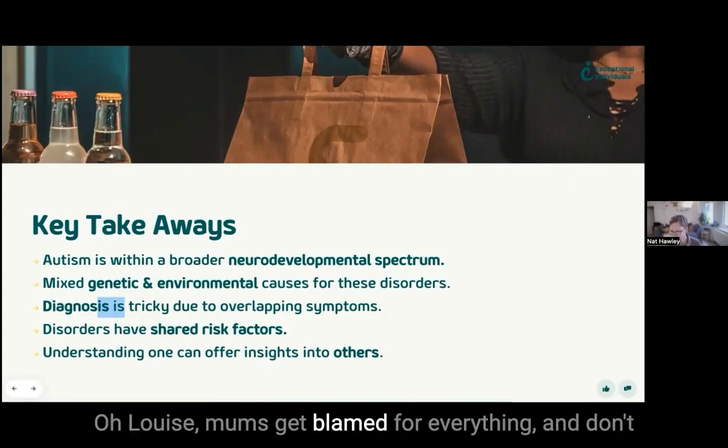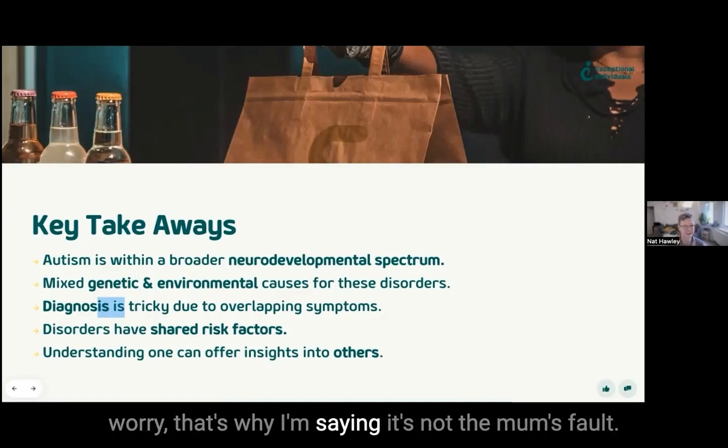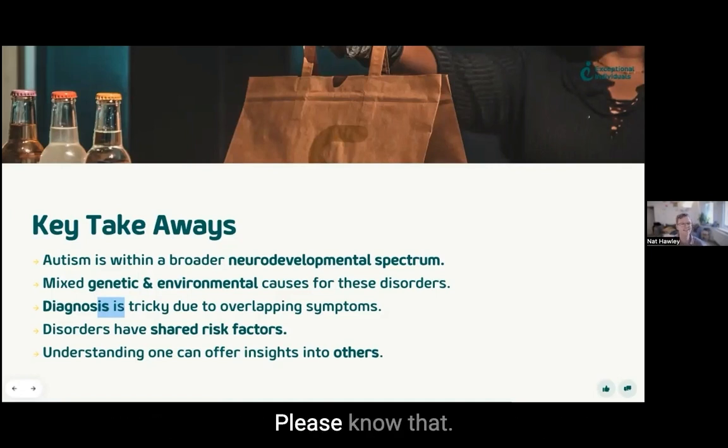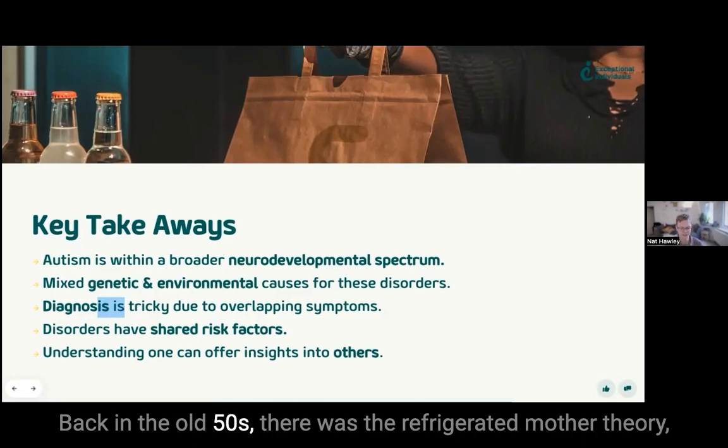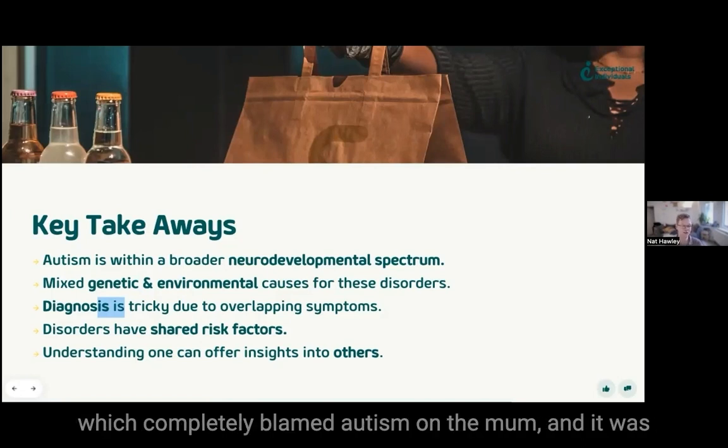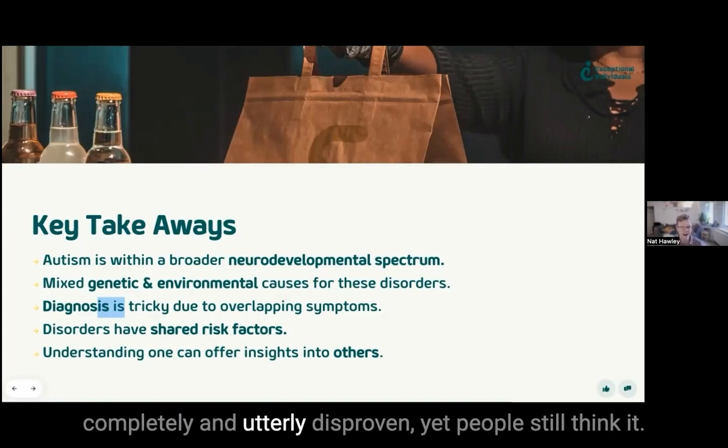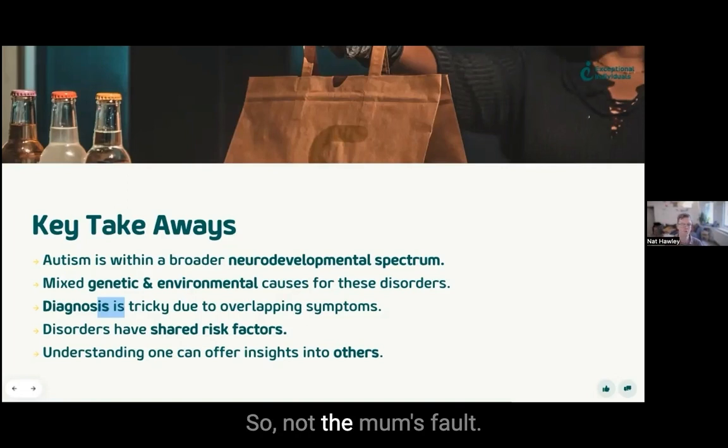Oh, Louise, mums get blamed for everything. And don't worry, that's why I'm saying it's not the mum's fault. Please know that. Back in the old 50s, there was the refrigerator mother theory, which completely blamed autism on the mum, and it was completely and utterly disproven, yet people still think it. So, not the mum's fault. Hopefully we can put that to bed. Oh, Vicky, in our house, it's the dad's fault. Okay, well, it's not the dad's fault either. It's no one's fault, okay? No one's fault. And we say fault, it's a bad thing.